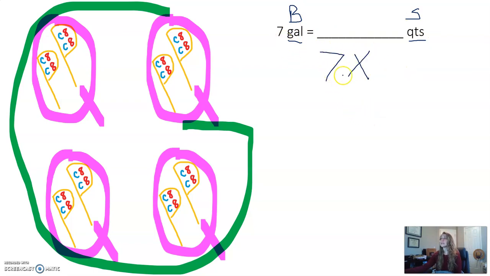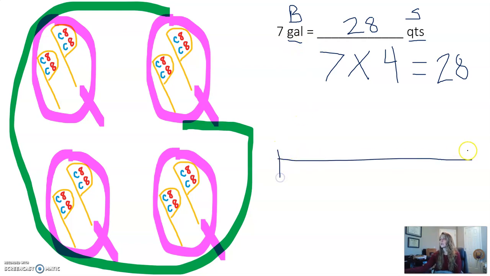So I'm going to take 7 and multiply it. Well, what am I going to multiply it by? How many quarts are in a gallon? Inside of 1 gallon, we see 1, 2, 3, 4 quarts. So inside 7 gallons, we would need to do 7 times 4. 7 times 4 is 28. So there are 28 quarts inside of 7 gallons.